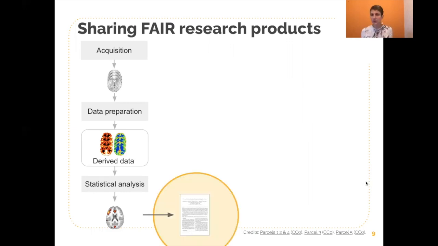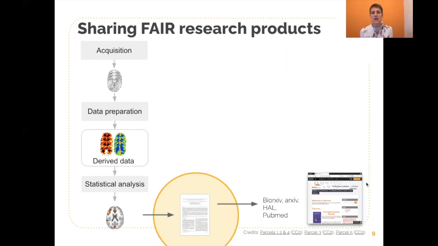I'm not going to cover this in detail, but of course, for these papers to be accessible to everyone, you should consider using a pre-printing or post-printing system, such as bioRxiv, arXiv. In France, we are lucky to have a national archive that is called HAL, and so on. So that's our typical research outputs. Now, what can we share other than that?